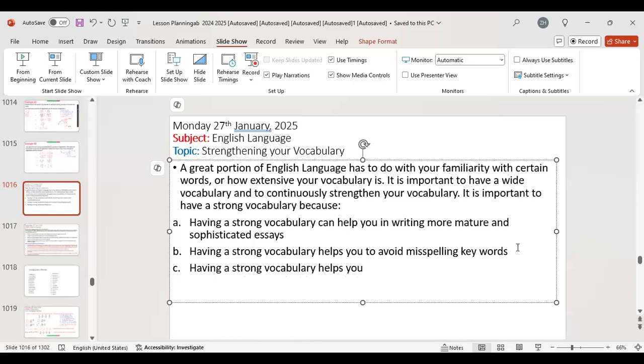Practicing. So having a strong vocabulary helps you to be able to understand reading comprehension passages on a deeper level.